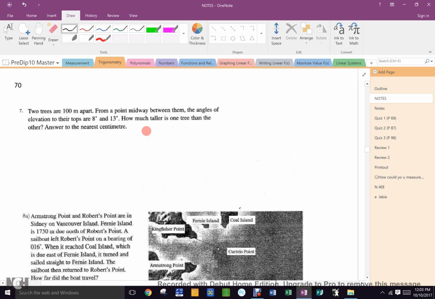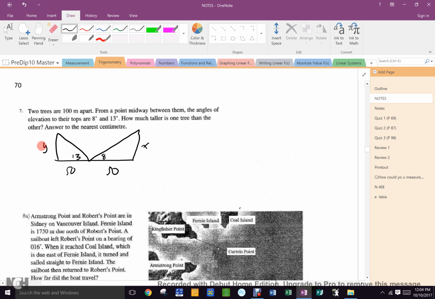This was directly, now this was right out of your notes. Trees are 100 meters apart. So this is 50, 8, 13, X, Y. Set it up. I need to know which one is taller, Y or X. I got two answers. Josiah says X is taller. Leighton says Y is taller.